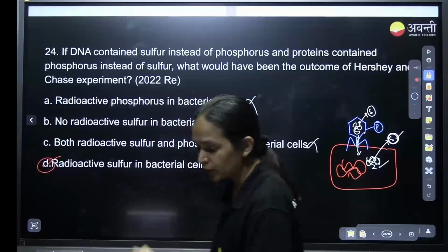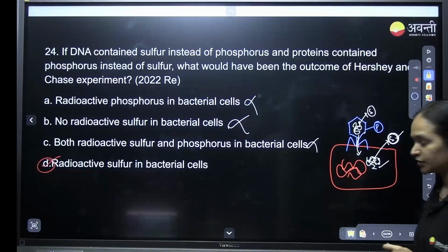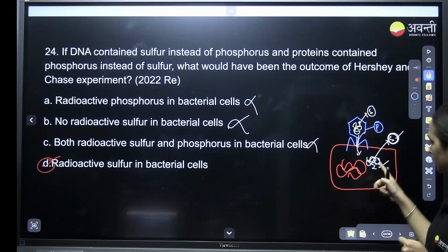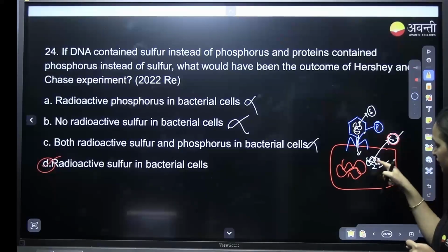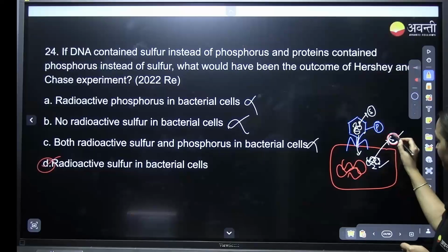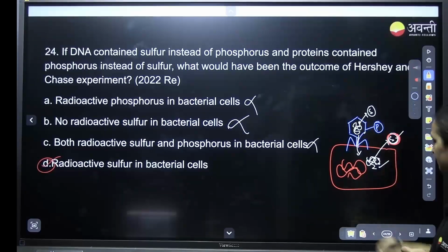Read the question very carefully. We can solve it if we read the question carefully. So D for Delhi is the correct answer. Radioactive sulfur in the bacterial cell, because according to the question, the sulfur has come into the bacterial cell, because these bacteriophages were growing in that particular radioactive sulfur. If the DNA has the sulfur, the DNA got this radioactive sulfur.